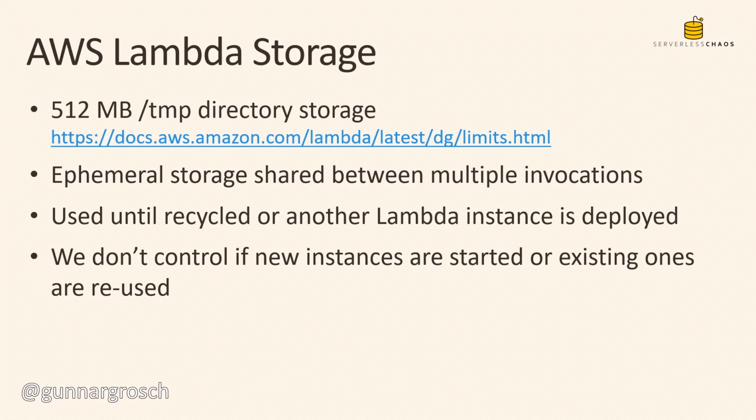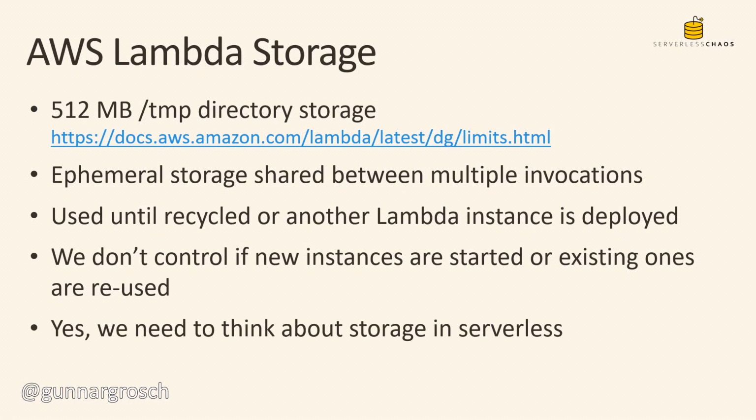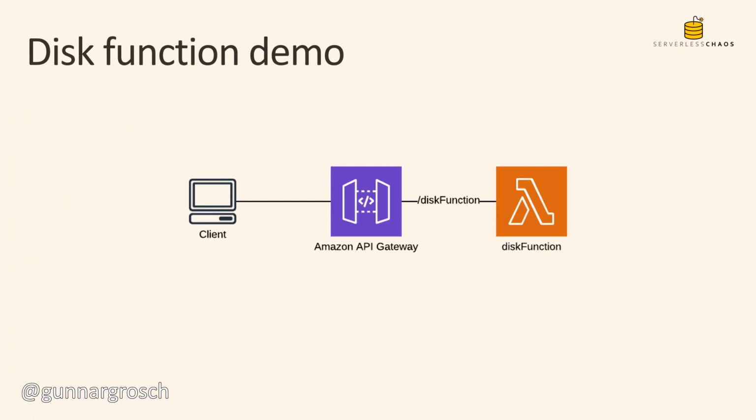So if we look at the question from the beginning, if we still need to think about storage when working with serverless, the answer is yes. We still need to think about storage because we have this 0.5 gig and we need to make sure that we use it in a correct fashion. So now we're going to do a demo of this, see what it looks like. And I guess this is the easiest demo we've done so far. The architecture is just a Lambda function that is using disk, and it is behind an API Gateway, which can be called by the client.